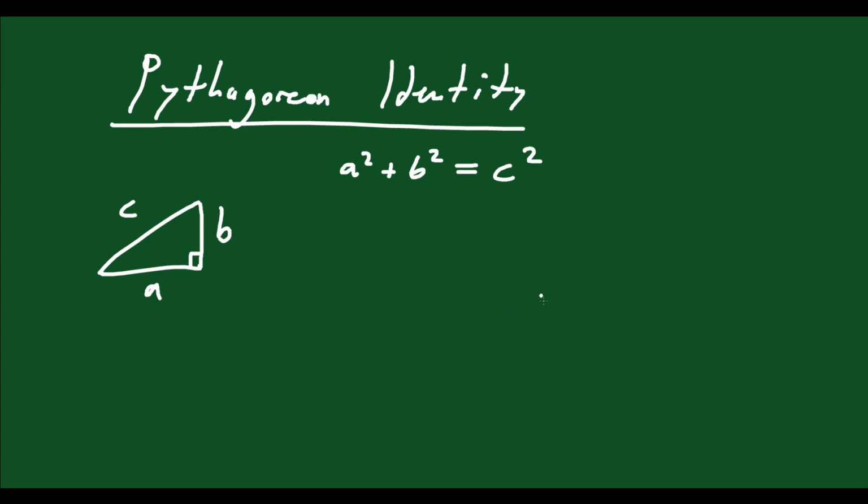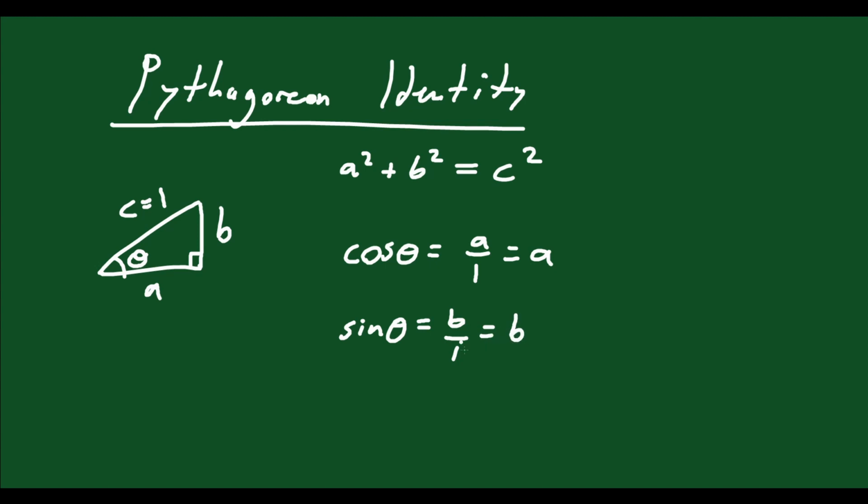For example, if this is angle theta, and we say that C is equal to 1, how could I define side A? Well, I know that cos of theta is equal to the adjacent over hypotenuse, so A over 1, or just A. So A is equal to cos theta in this case. And I could say that sine theta is equal to B over 1, opposite over 1, or just B, because B over 1 is just B. So B is equal to sine theta.